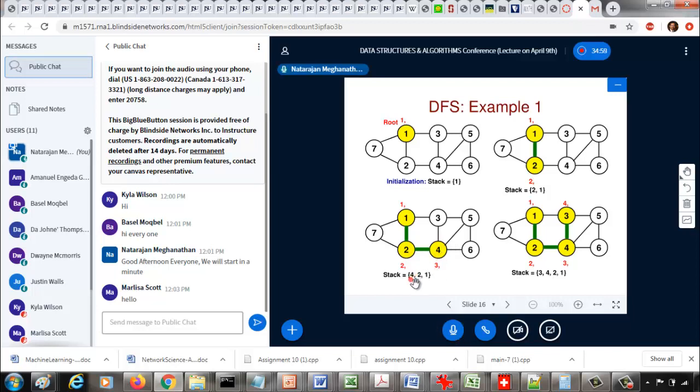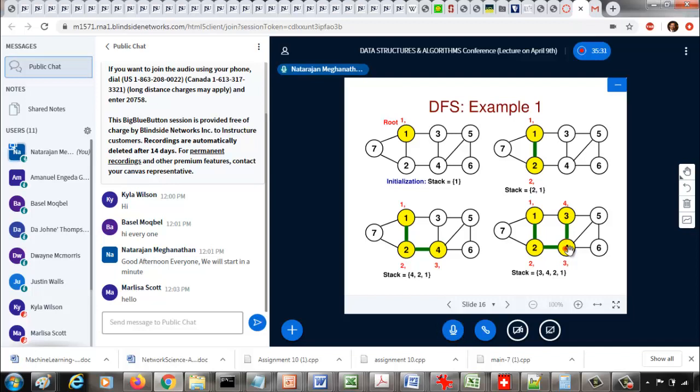So now vertex 4 is at the top of the stack. Visit one of the unvisited neighbors of vertex 4. For vertex 4 you have 3, 5 and 6 that have not yet been visited. So you pick one of them. We break the tie by picking the lower ID neighbor. So we pick vertex 3 and push it to the stack. We set its push order to be 4, because that's the fourth vertex to be pushed to the stack. And mark that edge between 4 and 3 as a tree edge.